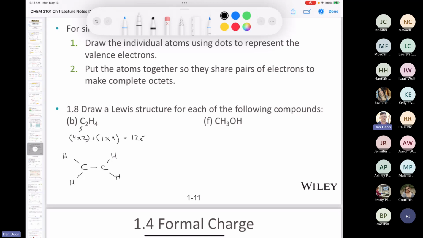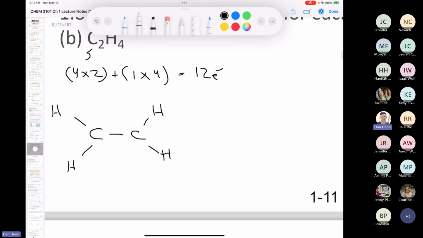Where are the last two going to go? Well, do the carbons have complete octets? The answer is no. If I just look at one of the carbons, you can see that this carbon here is surrounded by 1, 2, 3, 4, 5, 6 electrons. So that doesn't satisfy the octet rule. So I have 2 electrons left over. Let's say I put one here and one here.